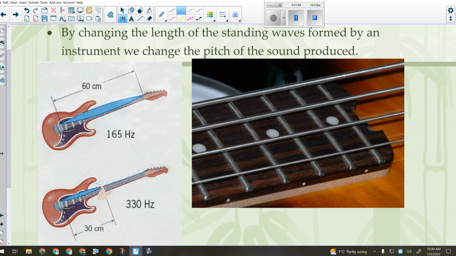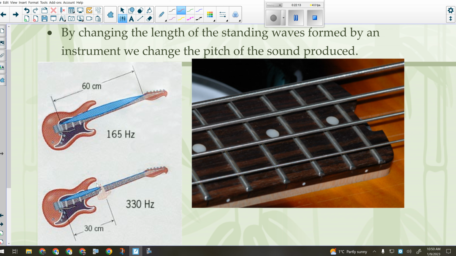But I change the source by pinching it down here. Okay, does that make sense? So I'm not changing the frequency of waves that are already traveling. I'm changing the frequency of the new waves by changing the source. Okay? All right, now, this is an electric guitar.